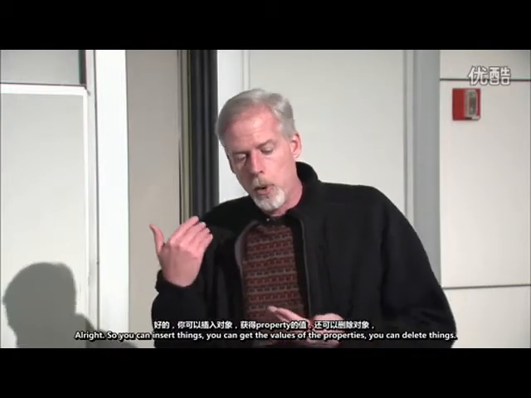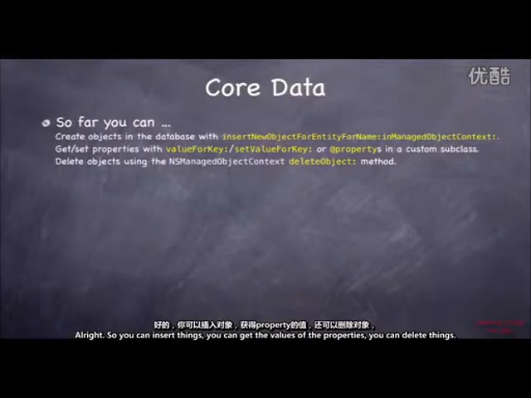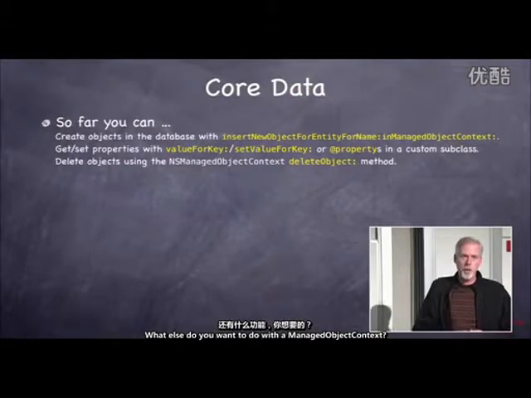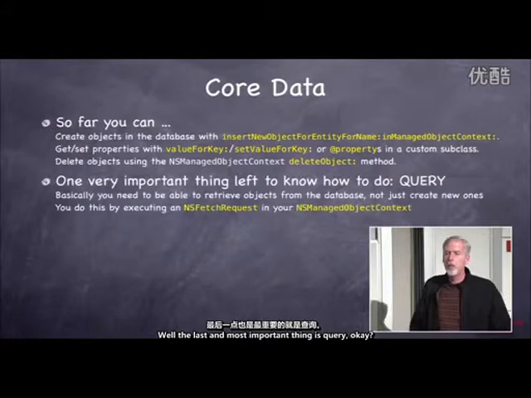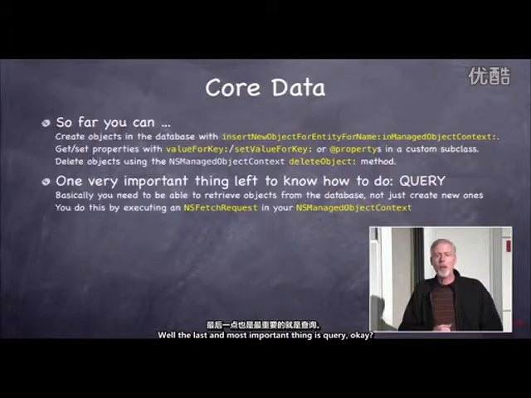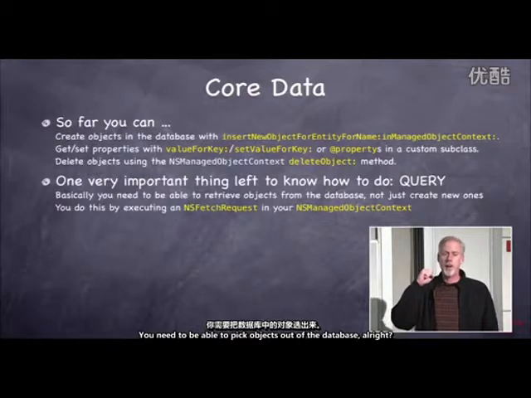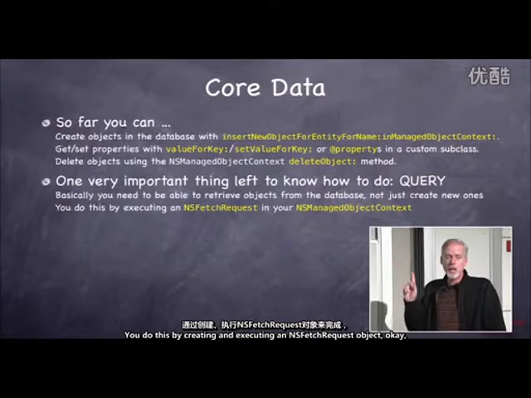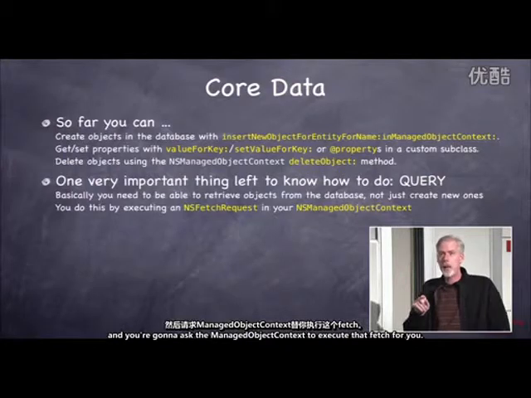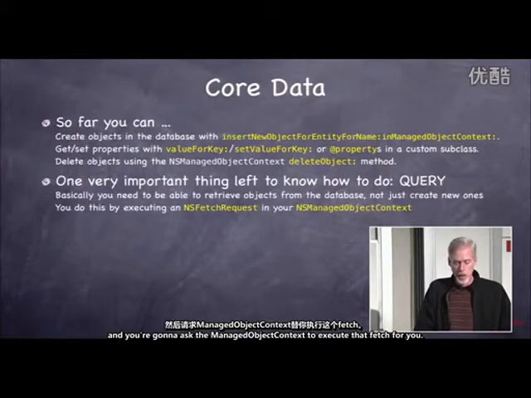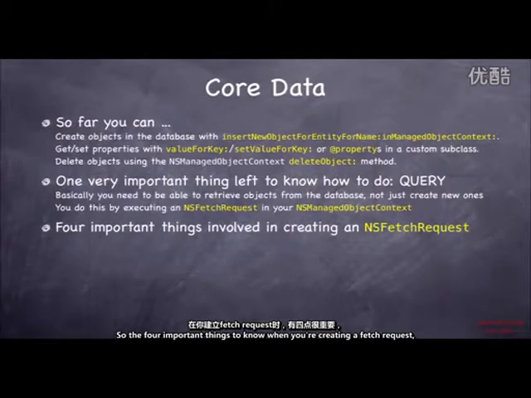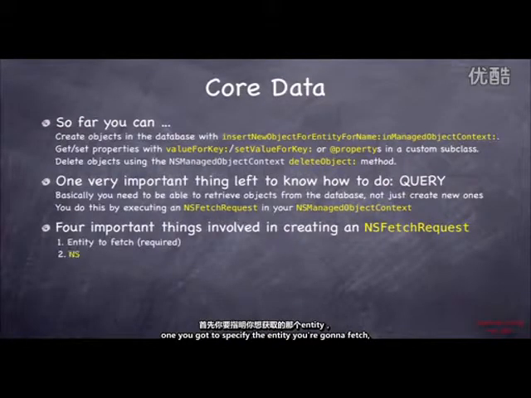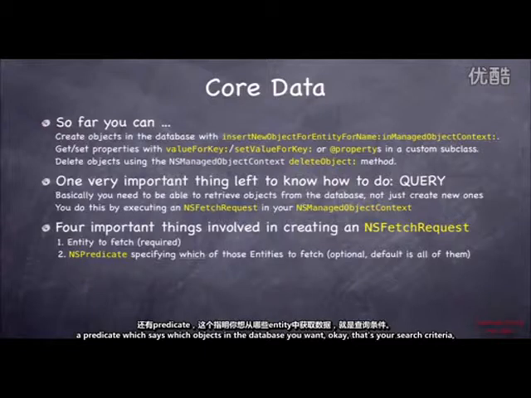All right. So you can insert things, you can get the values of the properties, you can delete things. What else do you want to do with a managed object context? Well, the last and most important thing is query. You need to be able to pick objects out of the database. So how do you do this? You do this by creating and executing an NSFetchRequest object: you create one, then you ask the managed object context to execute that fetch for you. There are 4 important things to know when you're creating a fetch request. One, you have to specify the entity you're going to fetch, and a predicate which says which objects in the database you want.